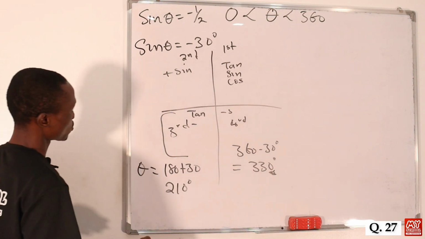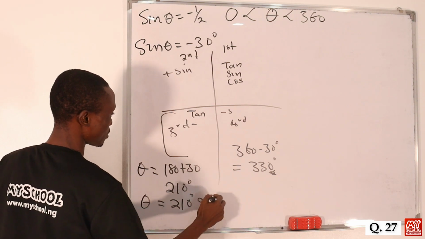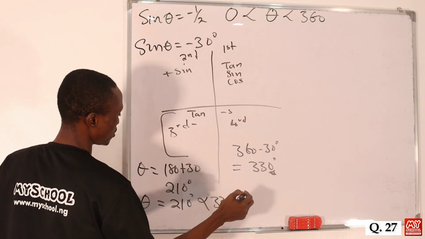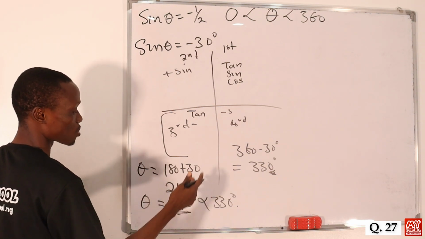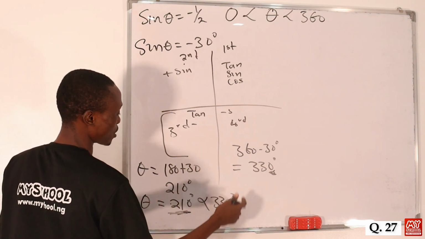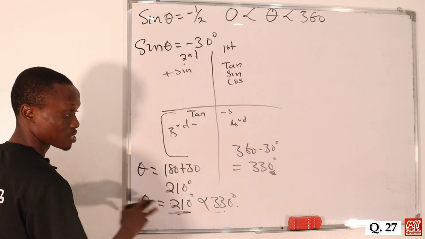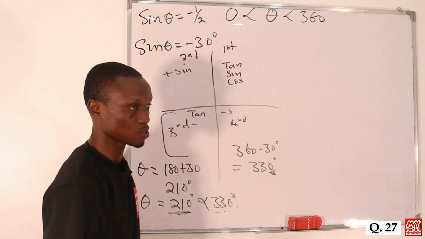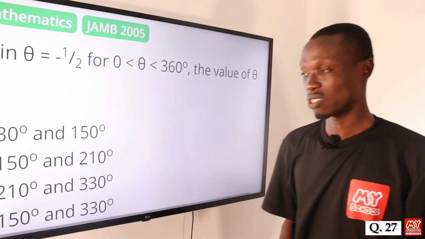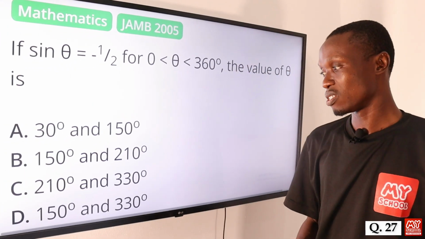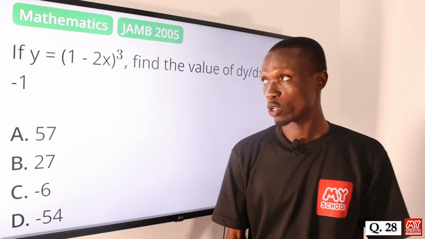330 degrees. So the value of theta is 210 and 330 degrees. If you use your calculator to check sine 210 and sine 330, it will be equal to sine minus 30 degrees. So let's move over to the screen to pick the correct answer to this question, and that is option C, 210 degrees and 330 degrees. Question 28.